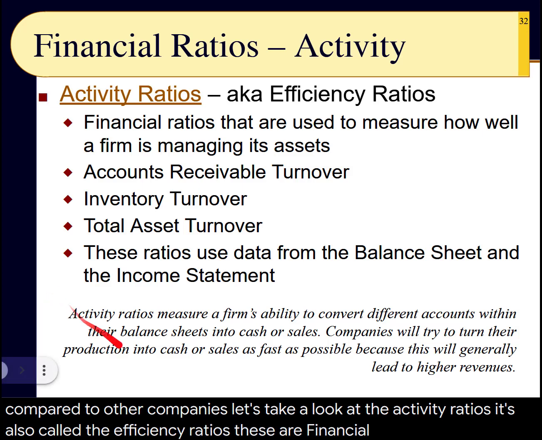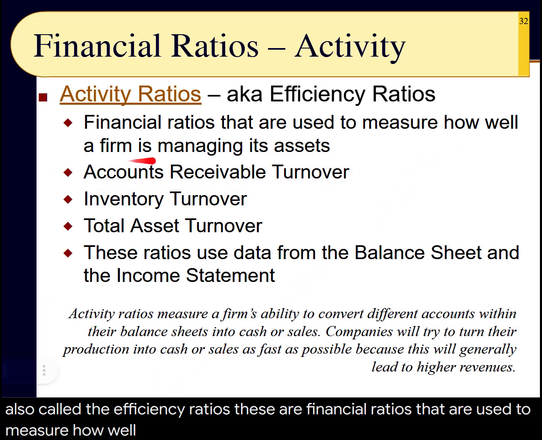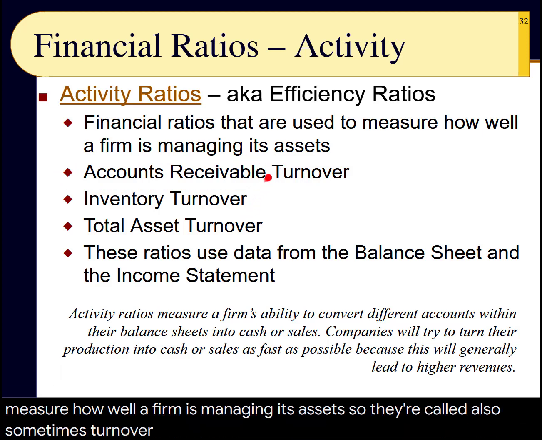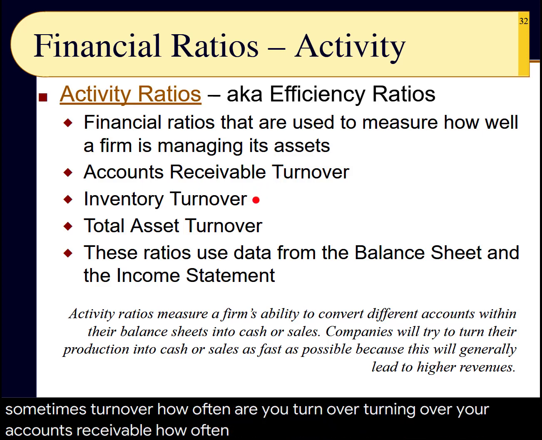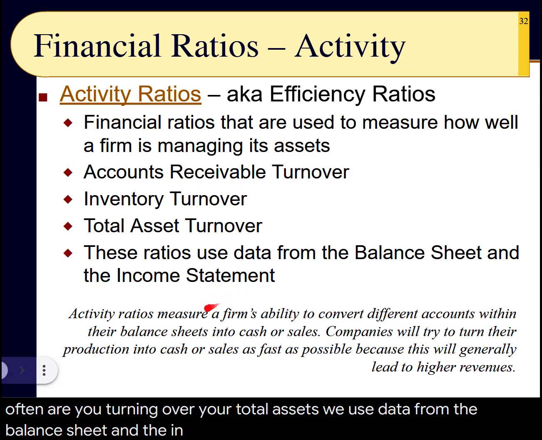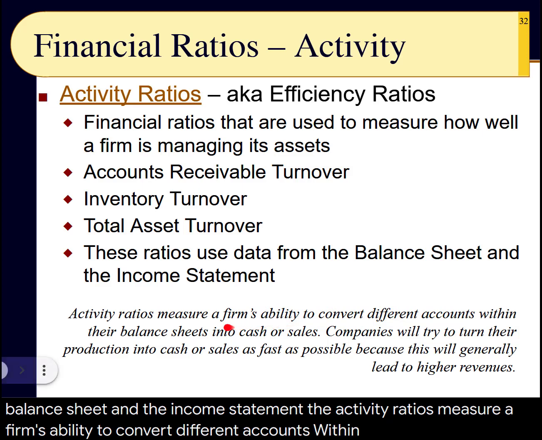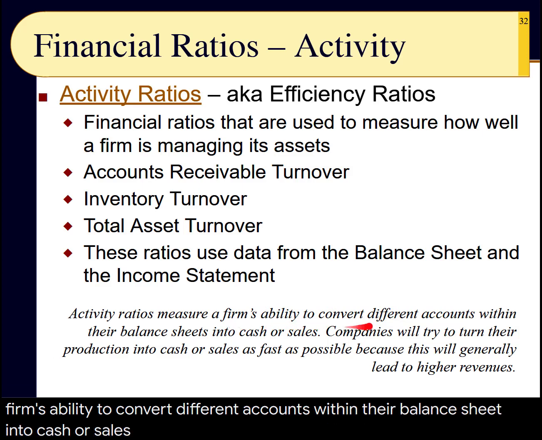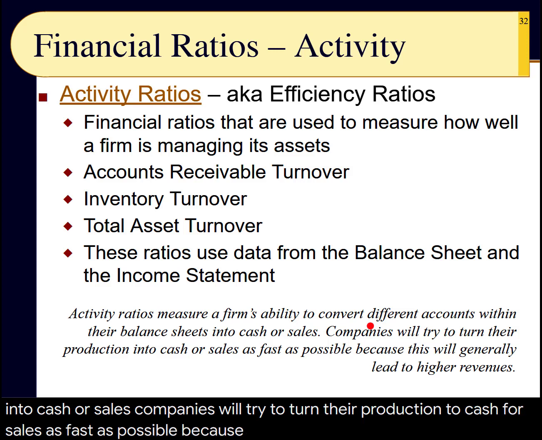These are financial ratios that are used to measure how well a firm is managing its assets. So they're also sometimes called turnover. How often are you turning over your accounts receivable? How often are you turning over your inventory? How often are you turning over your total assets? We use data from the balance sheet and the income statement. The activity ratios measure a firm's ability to convert different accounts within their balance sheet into cash or sales. Companies will try to turn their production into cash or sales as fast as possible because this will generally lead to higher revenues.